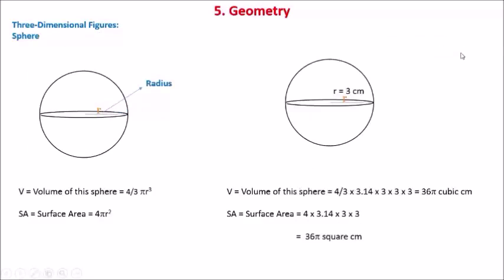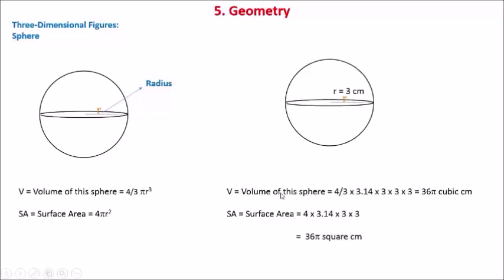So now I've got a sphere. That means it's like a ball. That's a sphere, and the radius is exactly r. So the volume of the sphere, how much water I can pour inside the ball, is 4/3 pi r cubed. That's the formula. And then the surface area, if I want to paint this ball, is exactly 4 pi r squared.